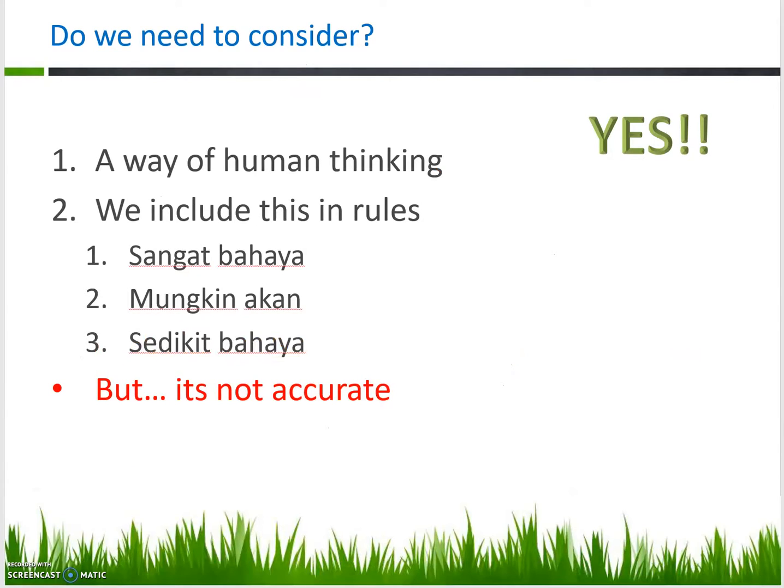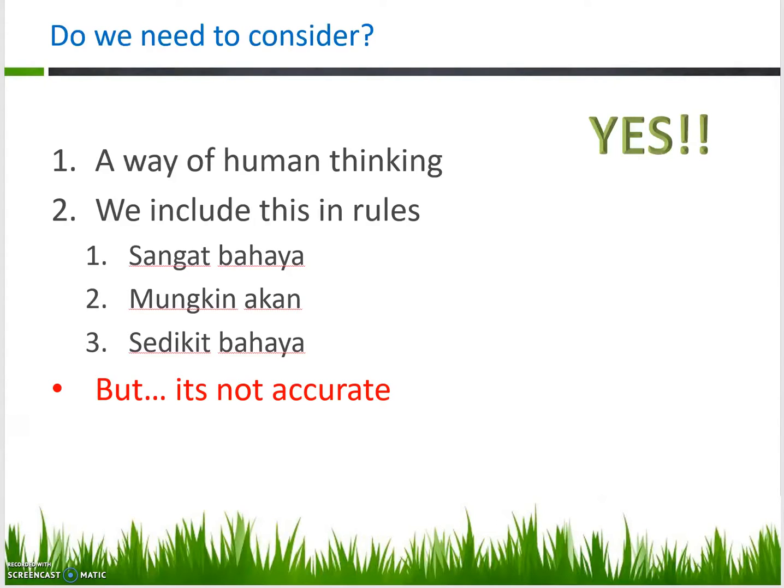Okay, do we need to consider this? Yes, very much, because it's a way of human thinking, and that's what makes our decision sometimes change from situation to situation, but it's always correct. So we include this in rules. When we ask an expert, the expert says this is very dangerous, or maybe, or a little dangerous, it's not accurate.